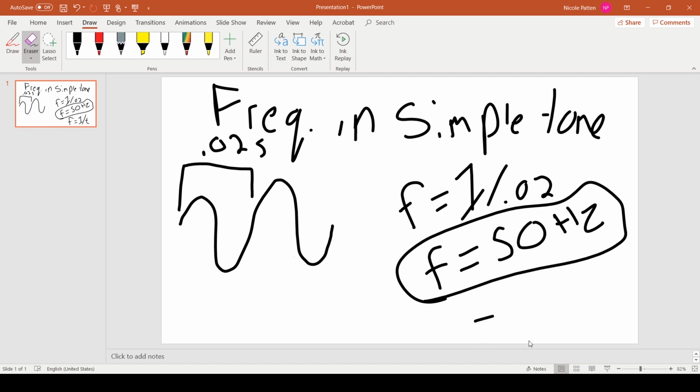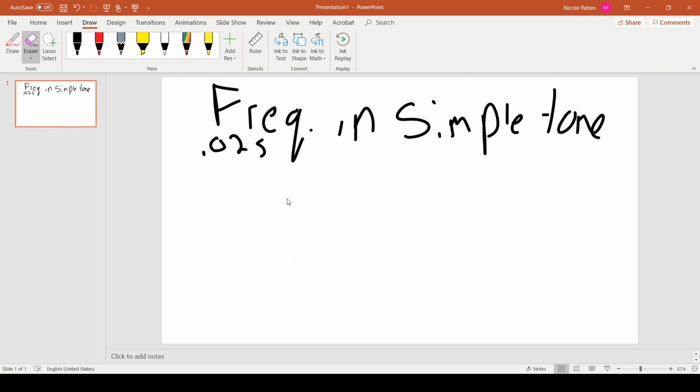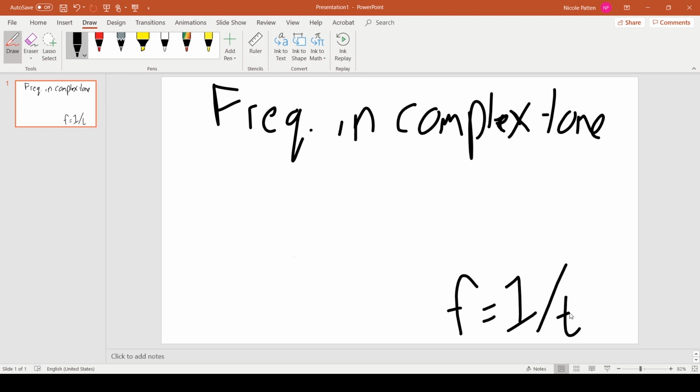So get rid of the rest of this. Oh, I should have left the formula. Oh well. We can just put it back in. So now it's not frequency in a simple tone, it is frequency in a complex tone. And that means, what does that mean? That the formula for frequency is exactly the same, 1 over T. It just means that it's a little bit more difficult to find the actual T.